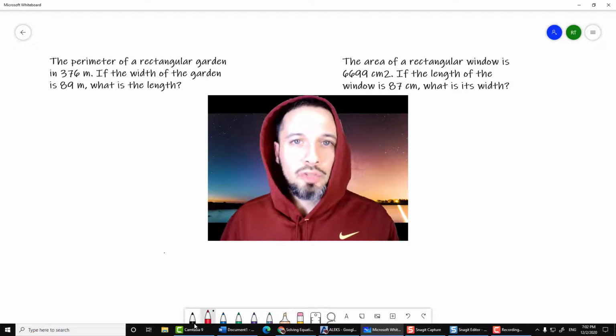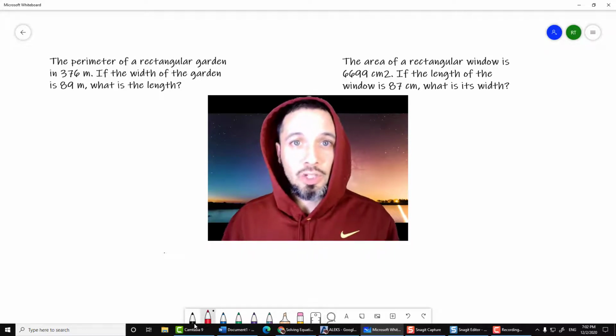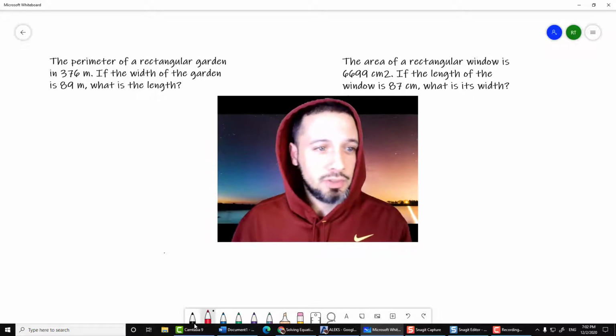We're going to be solving two different problems here. One of them is about the perimeter and the other one is about the area. You're always going to follow 4 steps when you're dealing with a word problem. And we're going to start off with step 1 right now, which is to take notes.